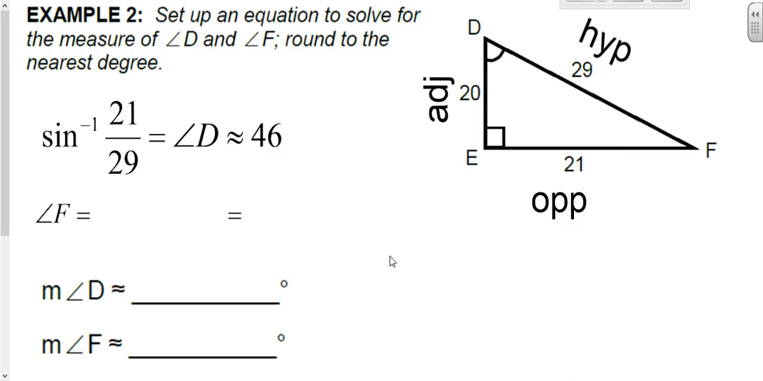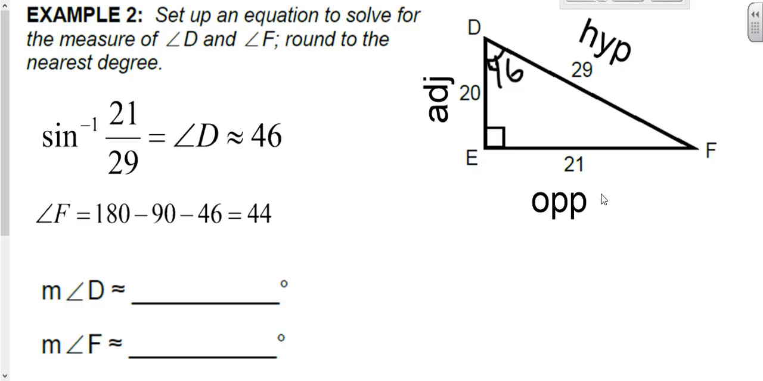Now, for the second angle, we don't even have to set up a trig function, because whenever you know the measures of two angles in a triangle, you can find the third one pretty easily. We know from Geometry A that all the angles have to add up to 180 degrees. So I take 180 and subtract the two I know. This one's a 90-degree angle because it's a right triangle, and the one we just found was 46. What's left over for the third angle is 44 degrees.